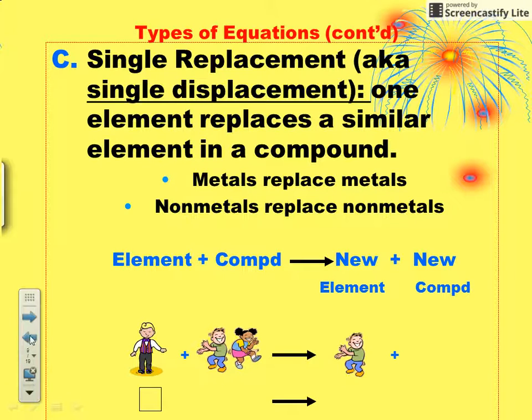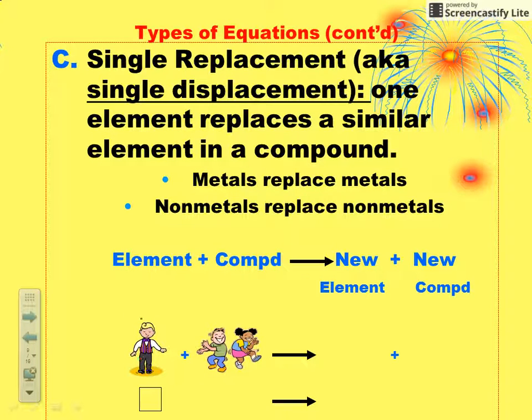Now in my example here, you'll notice I have some little pictures of some boys and some girls. Well, think about going to a dance. We'll say we're going to the homecoming dance or maybe a prom or something. So some people come to the dance alone. This is my element. He is a single element. It is alone.